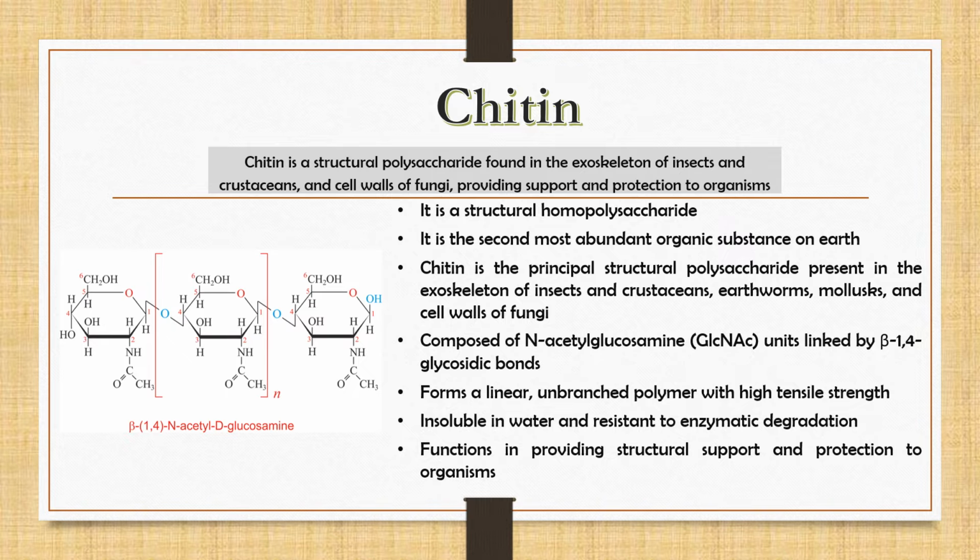Chitin. Chitin is also a structural homopolysaccharide and is found in the cell wall of fungi, the exoskeleton of arthropods such as insects and crustaceans, and other organisms such as earthworms and mollusks, providing them support and protection. It is made up of N-acetylglucosamine units linked by beta-1,4 glycosidic bonds, forming a linear unbranched polymer with high tensile strength.